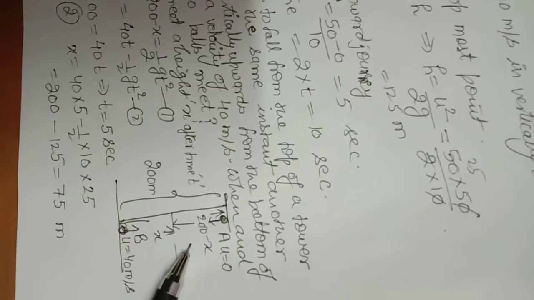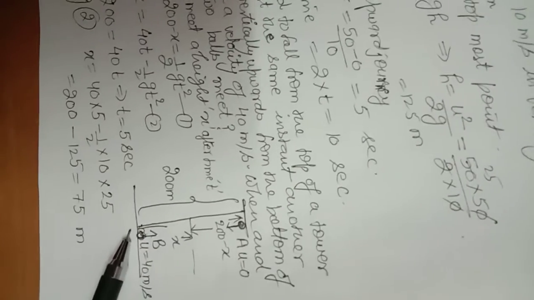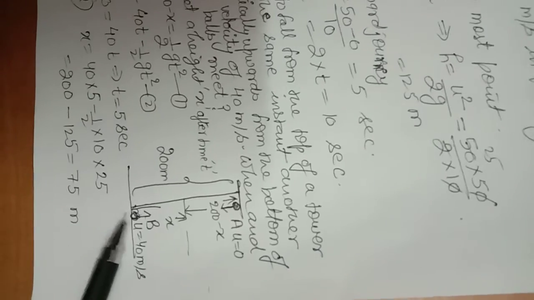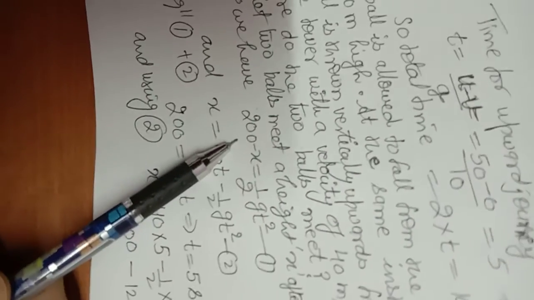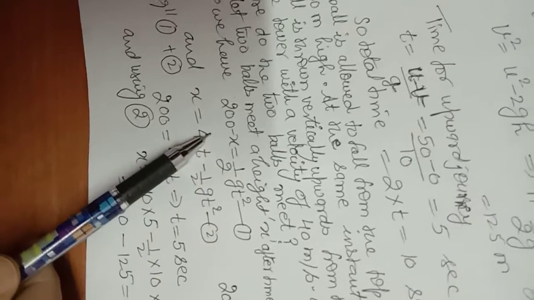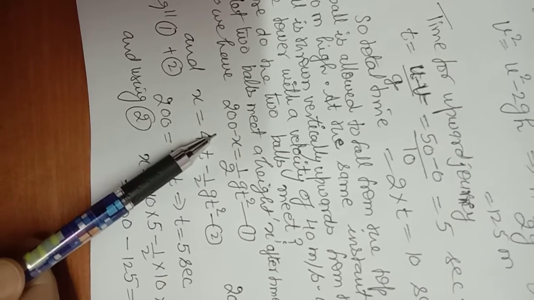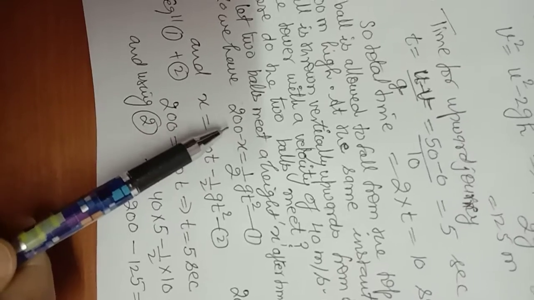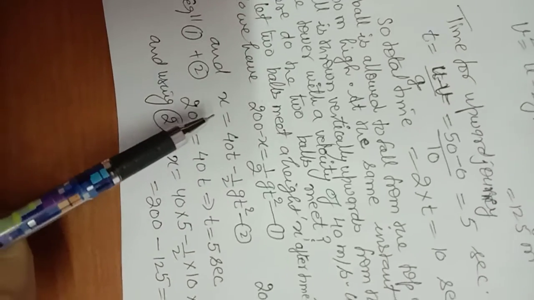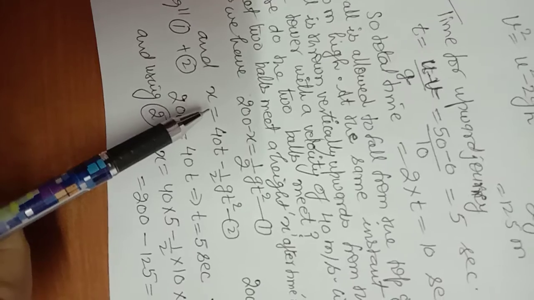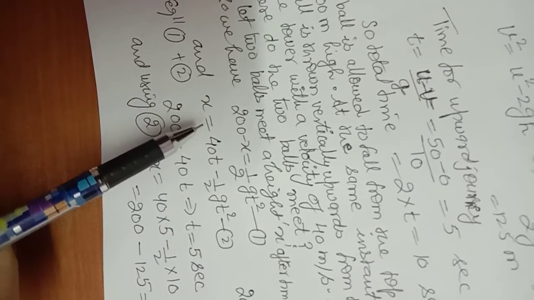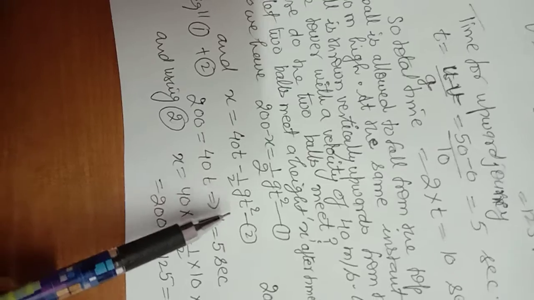So the distance covered will be 200 minus x, and for ball B the initial speed is 40 meters per second, the distance covered is x and the time taken is again t. In the same time, one ball covers the distance x and the other covers 200 minus x. For the ball coming downward, applying the equation of motion, s is ut plus half gt squared, and u is 0, so 200 minus x is half gt squared. For ball B, thrown vertically up, x is ut minus half gt squared, so x is 40t minus half gt squared.